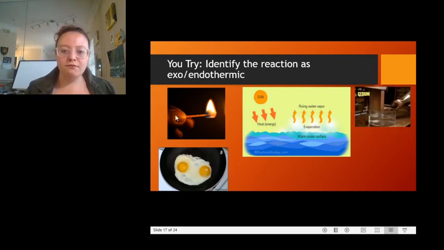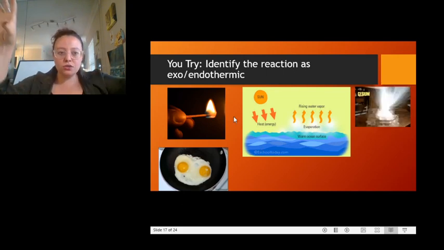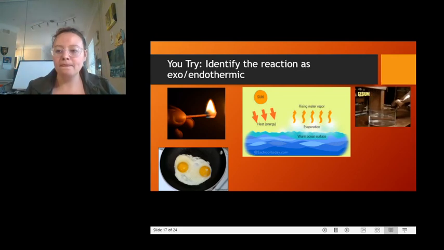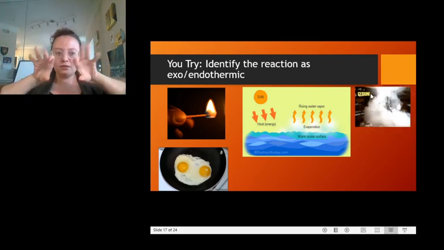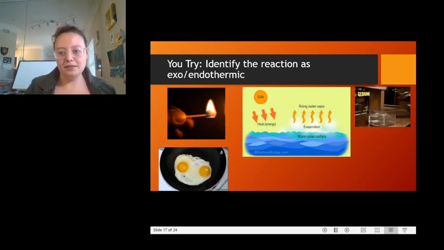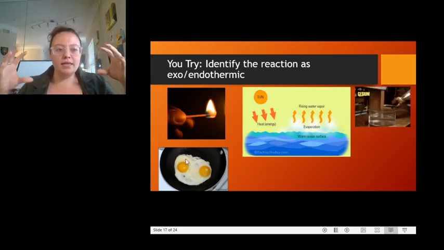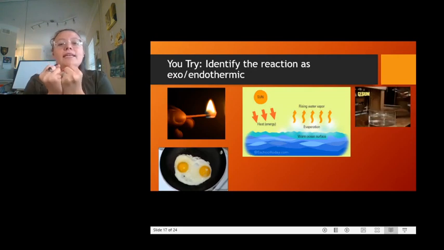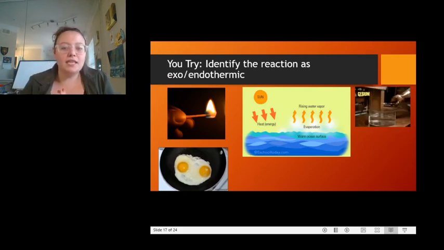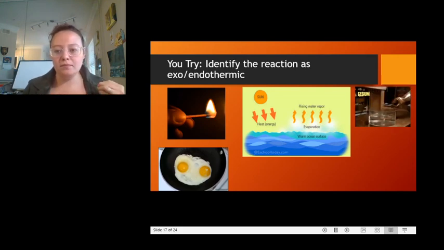So as we said, fire is an exothermic reaction because energy is coming off the flame. And the cesium over here that is blowing up everywhere is releasing lots of energy. So that is also exothermic. When we cook the egg, it is absorbing that heat energy so that it can be cooked. And so absorbing is endothermic.